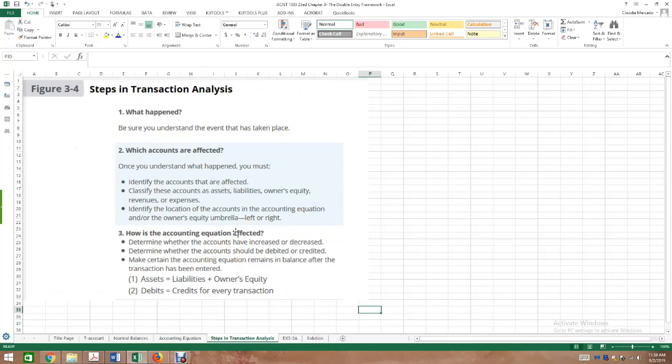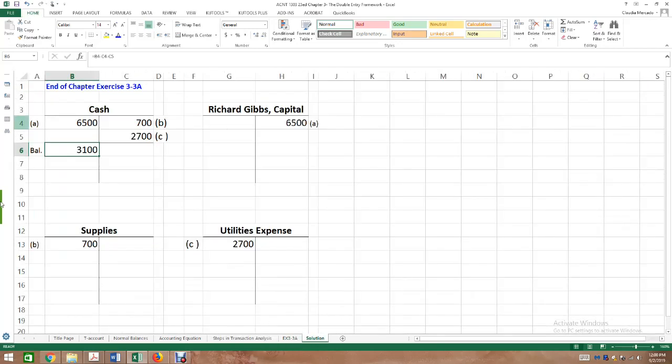And then whenever you're analyzing transactions, make sure you ask yourself these 3 questions. What is happening? Which accounts are affected? And how is the accounting equation affected? Meaning, does my assets equal liabilities plus owner's equity, is it in balance? Do my debits equal my credits? Remember, when we're reporting these, debits must always equal credits. Accounting is a balancing act. You must always balance your debits and your credits. So that is the end of this short presentation.